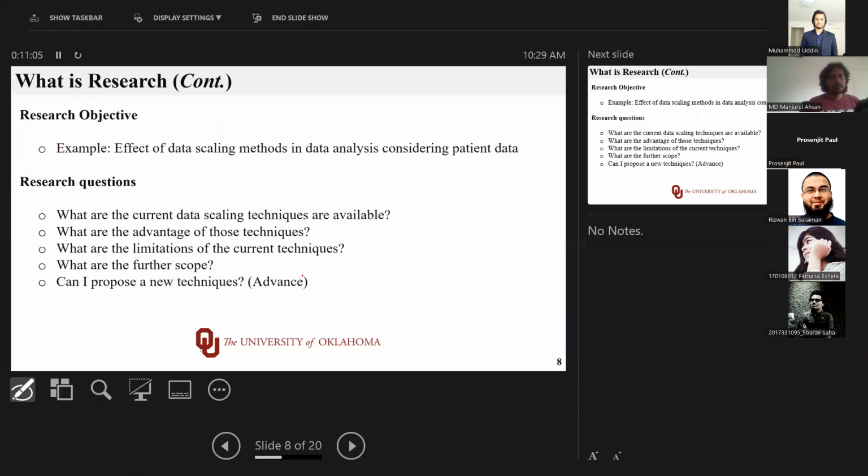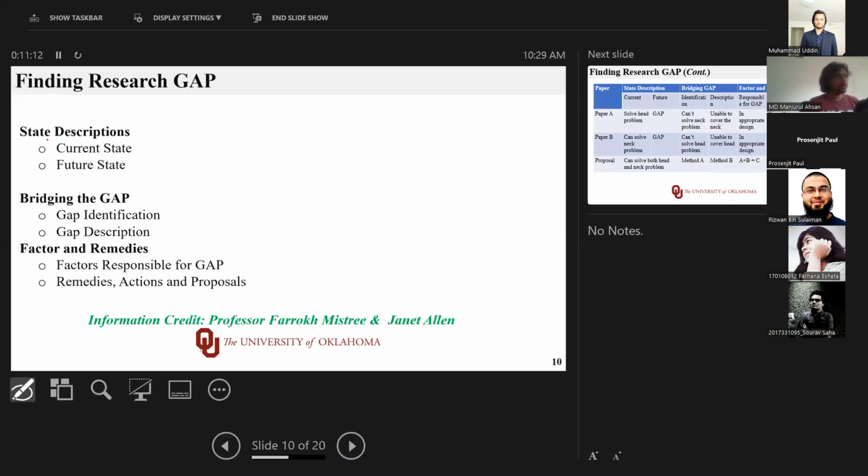Okay, now the question is finding the research gap. This is very important, how you find the research gap. In the research gap, you have to focus on those 3 steps: state description, bridging the gap, and factor and remedies. So what does that mean?